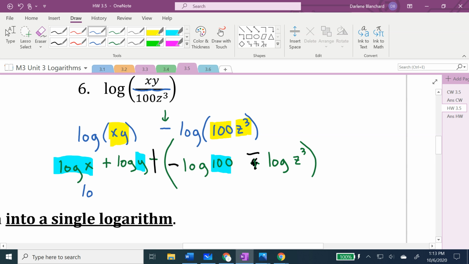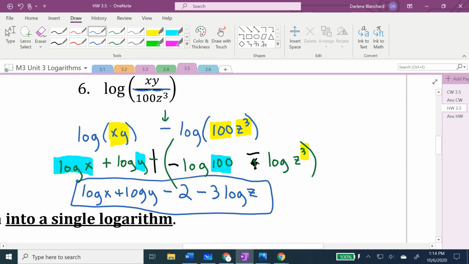So as I write the final answer, I've got my log x plus my log y. This becomes minus 2, and then minus. And for this last logarithm, you want to see that you have an exponent. That exponent turns into multiplication outside the logarithm. And then I no longer have that exponent inside. This is as expanded as you can get. And there it is.